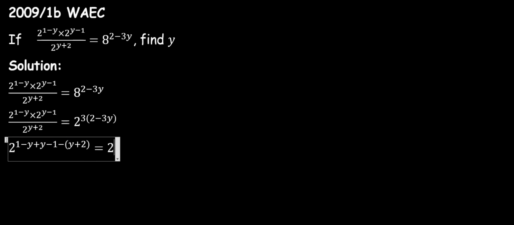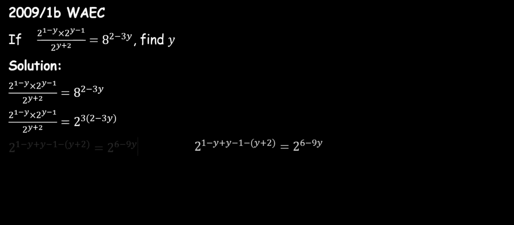What we just did there is simple law of indices. We brought the denominator power upward, and that's why we introduce a minus sign there. This will be equal to 2 raised to power 6 minus 9y. We use the 3 to multiply out the value in the bracket, and that's why we have that result.